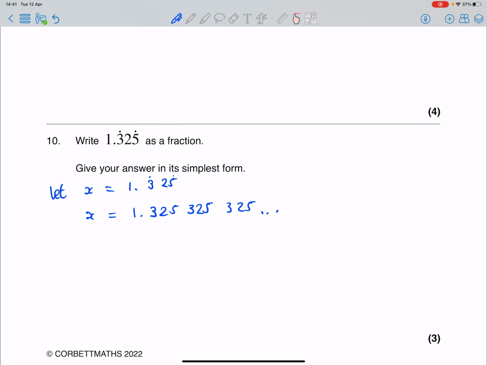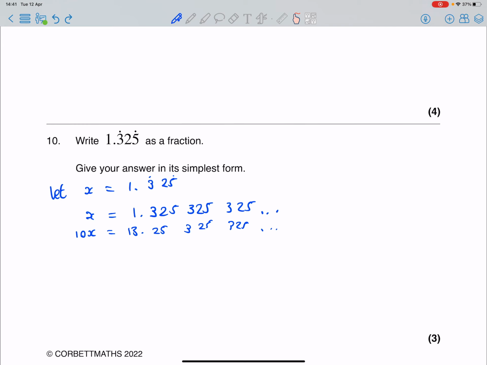Now, I'm going to do 10x, and I'm just going to go through this slowly for a minute. If I do 10x, then that means I get 13.25, 325, 325, and so on. It goes on forever, right? There's an infinite number of 325s. So if I move everything to the left, it's still going to be 25, 325. Now the problem is, though, the numbers after the decimal points don't match, because the first one starts with 3, then 25, and then 325, 325, 325.